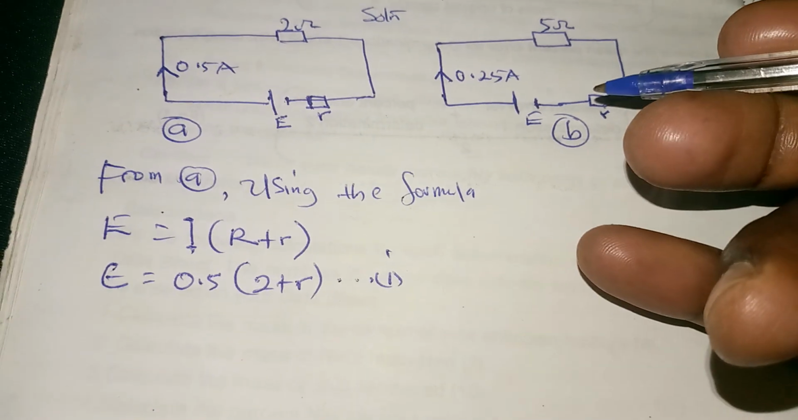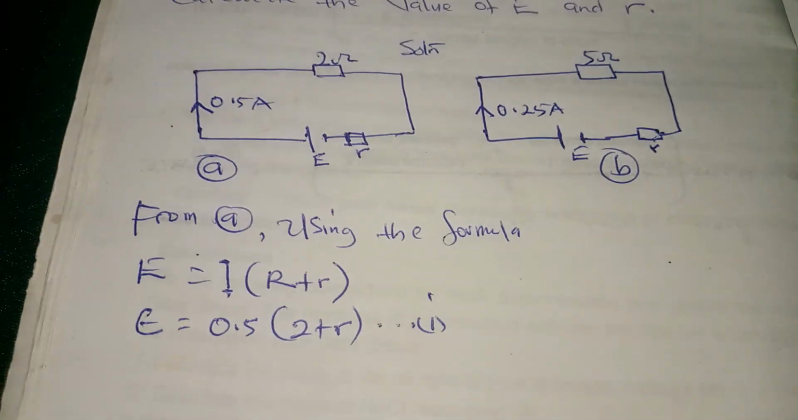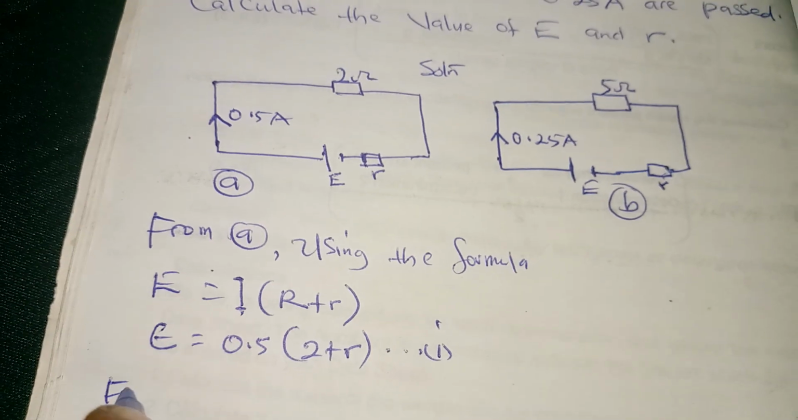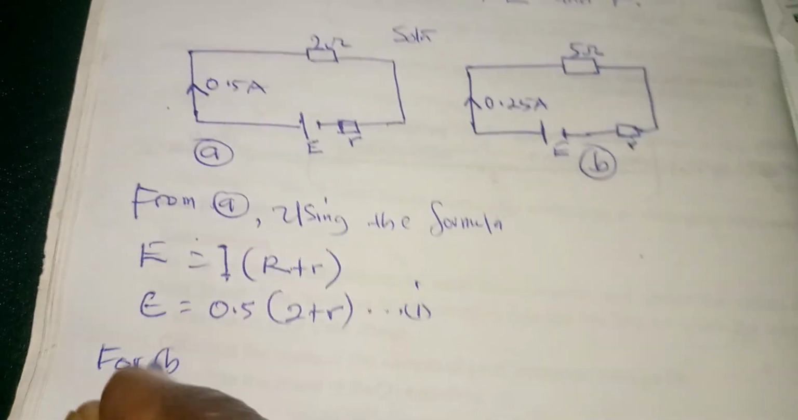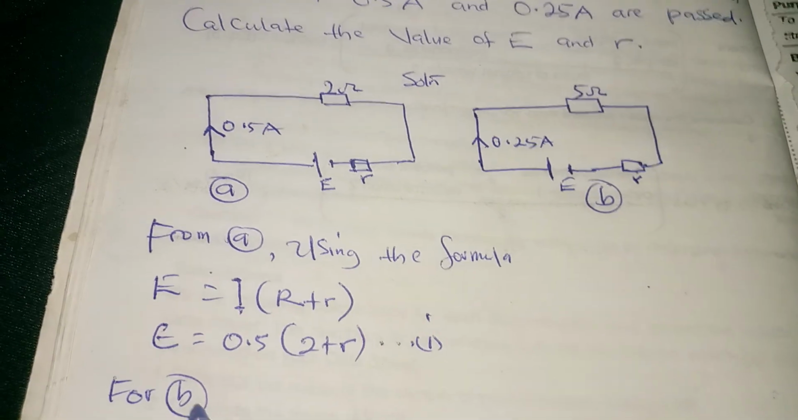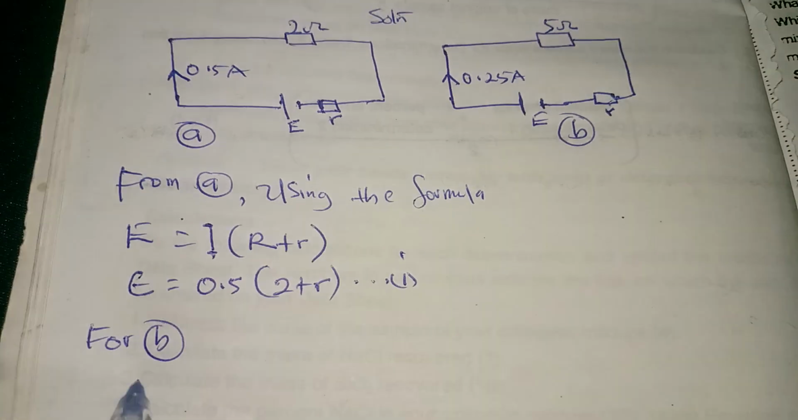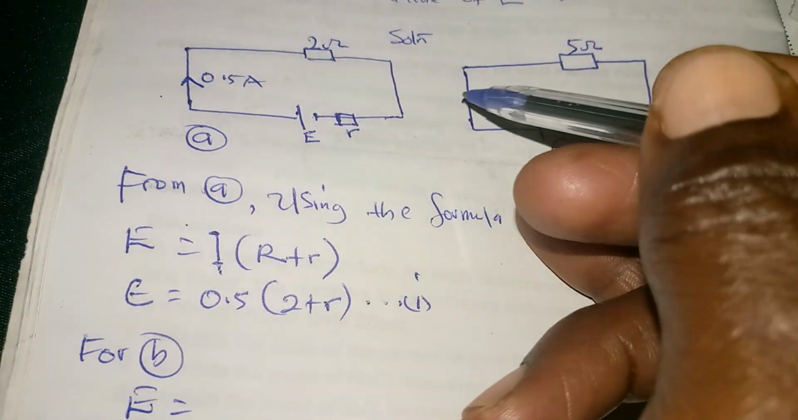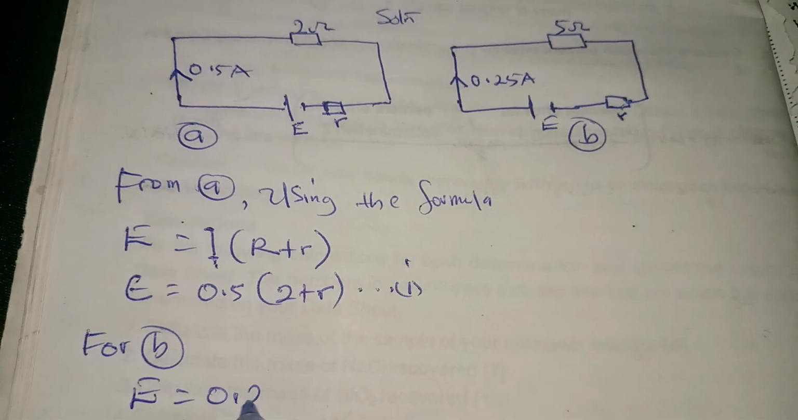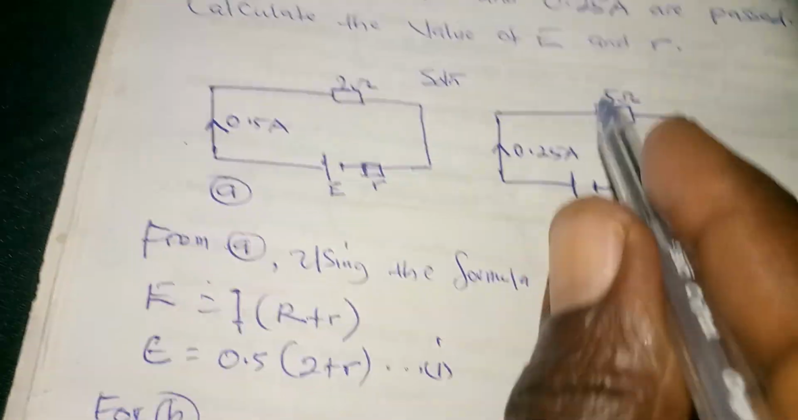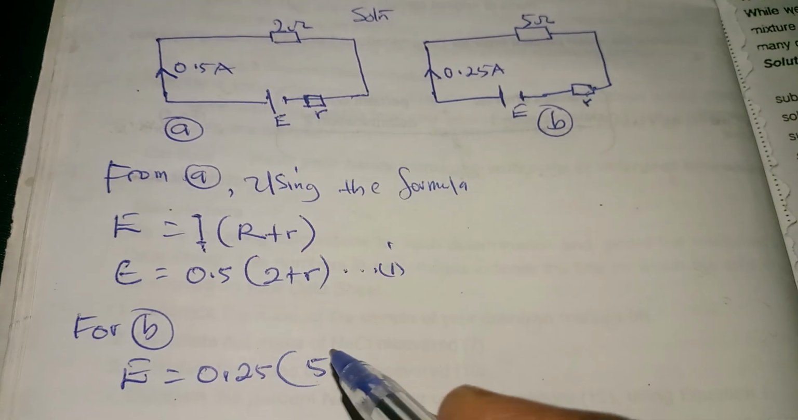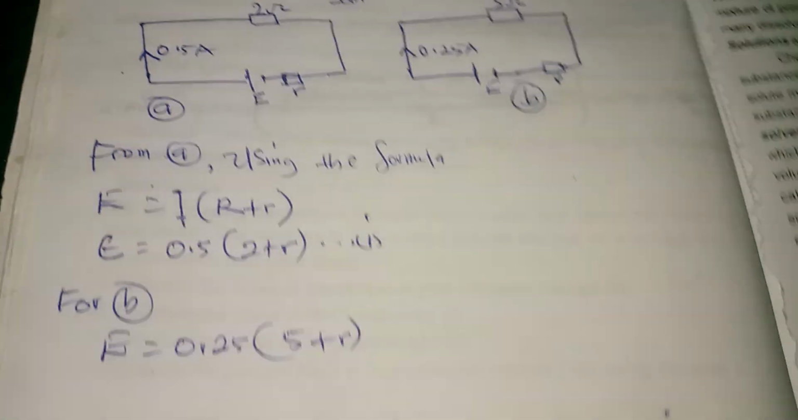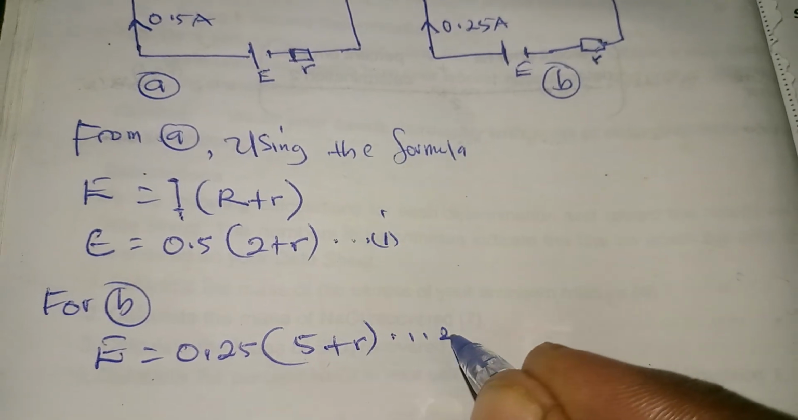Then let's focus on B. For B, the same thing you do, using the formula. Now, I'm going to have E equal to, what is my I for the second one? 0.25 into R, which is 5, plus the small r. So this can be my equation 2.